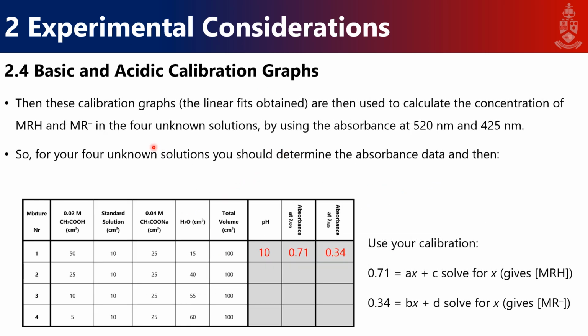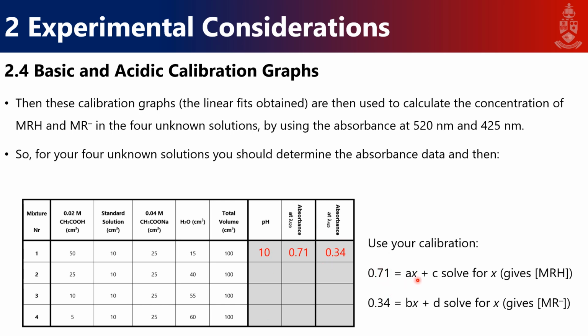Then moving on, once you have these calibration graphs, and of course they're linear fits, you're going to take your 4 unknown solutions, or your 4 mixtures, and you're going to measure their pH and their absorbance at 520 and their absorbance at 425. You're going to tabulate that, and for the next one you're going to do it, the 3rd one and the 4th one. You don't have to do it in that sequence. You can do pH and then all the absorbance in one go. And then from that you use your values.